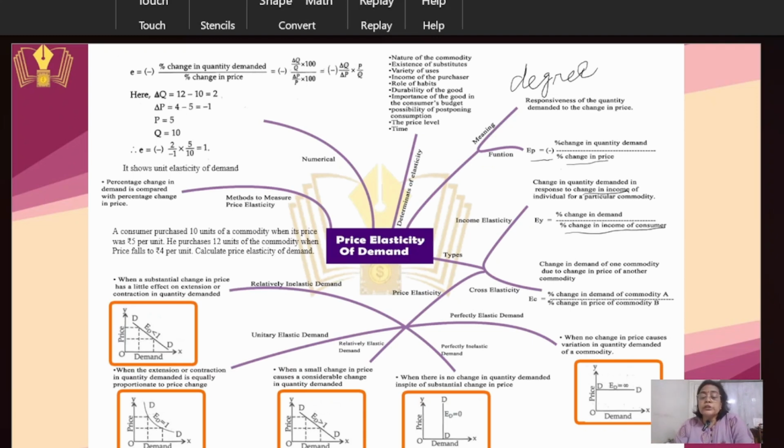Another type of elasticity of demand is cross elasticity of demand. It is the change in demand for one commodity due to the change in the price of the other commodity. Here you see, students, it is percentage change in demand of commodity A by percentage change in price of commodity B. Then we get cross elasticity of demand.